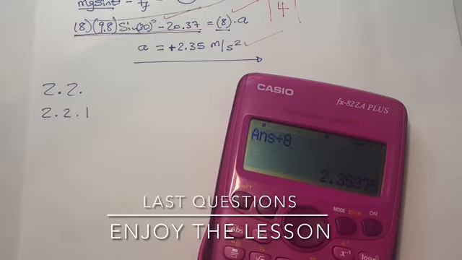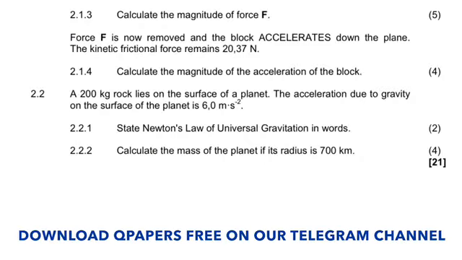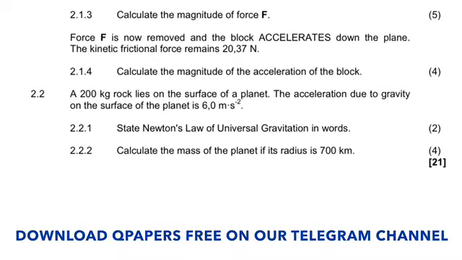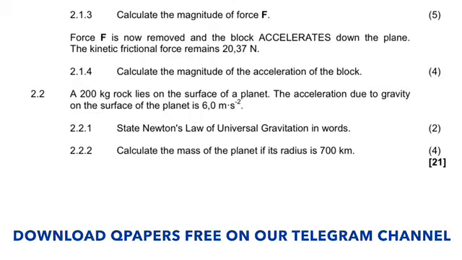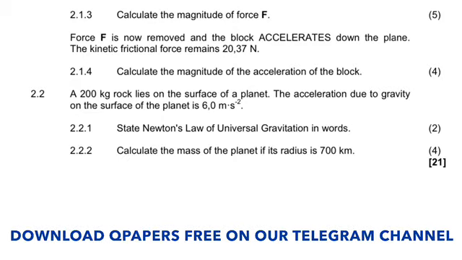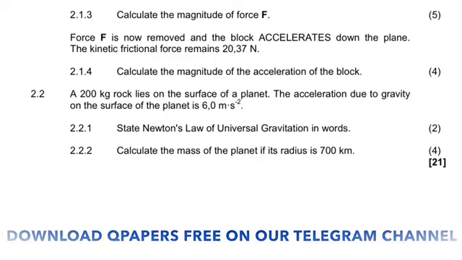Okay guys, so now let's move to question 2.2. Let's just get started. We're given a mini statement for question 2.2, and it reads as follows. A 200 kg rock lies on the surface of a planet. The acceleration due to gravity on the surface of the planet is 6 meters per square second.